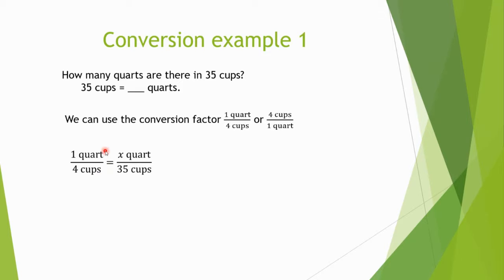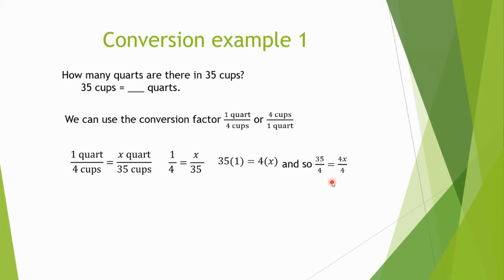Okay, so again, notice also the units are in the same corresponding positions. So in other words, on top, you have the same units. In the bottom here, you have the same units. So from here, the units are gone, and we have this proportion to work with. And just like before, we can cross multiply. We have 35 times 1 is 4 times x, like so.